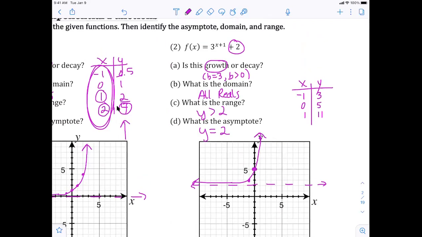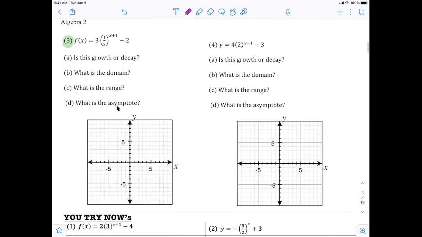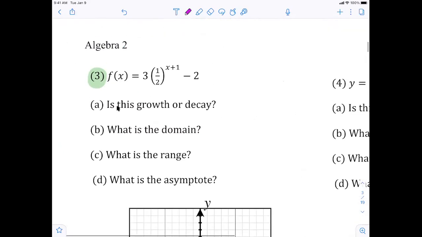This was a typical growth because b was always greater than 0. It was a 3 in this case. A typical decay one would look like this problem right here. Decay is where you would have that b inside, which is a fraction. So example 3 is your typical decay function.